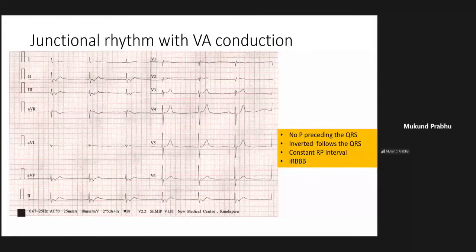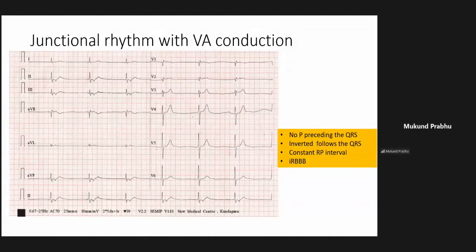Coming to the next level, it's a junctional rhythm. We don't have any P wave preceding the QRS, whereas we have regular consistent inverted P waves following the QRS, and the RP interval is constant. Instead of the PR interval, now we are talking about the RP interval, which means that it's a junctional escape rhythm with retrograde atrial conduction. Also seen as an incomplete right bundle branch block. So here is the ECG where sinus has not come at all, sinus arrest and the junctional escape and retrograde VA conduction.